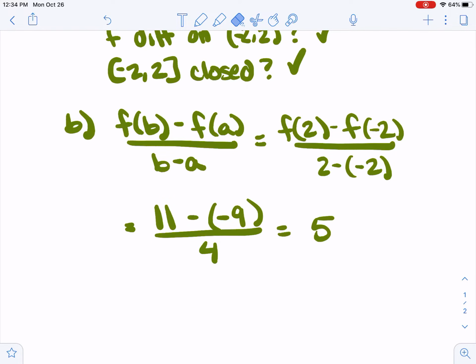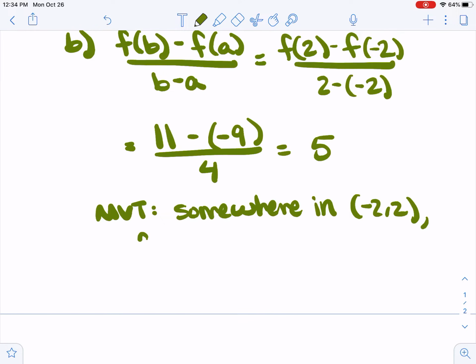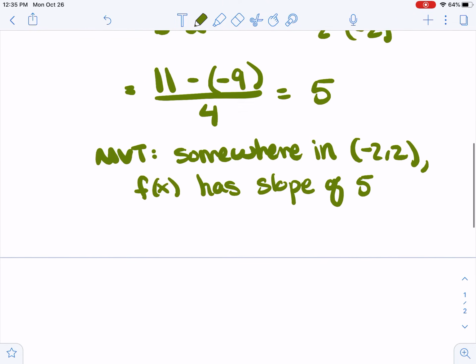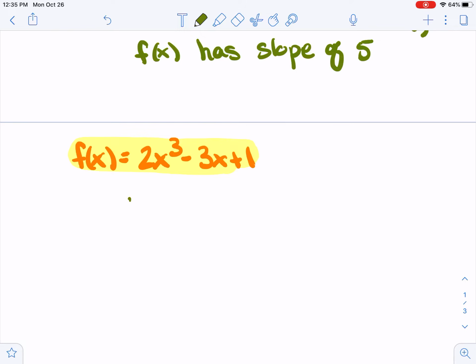Now, the theorem says that there's some point in between -2 and 2. So the mean value theorem says somewhere in the -2 to 2 interval, f of x must have a slope equal to this average. Okay. So we're going to look for that point. We have our function. To talk about the slope of it, we'll need the derivative. That's 6x squared minus 3. And we just want to set that to 5 to see where this is happening.